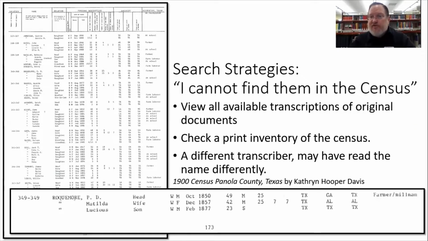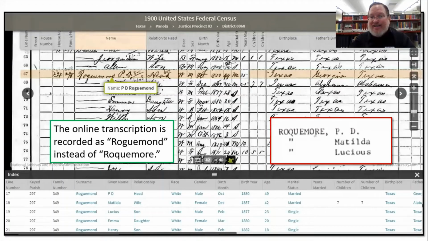View all available transcriptions of original documents. Even though you have access to the census, review all census transcriptions from Ancestry, from FamilySearch, in book form. Anytime there's a transcription, the transcriber may have done a better job than the people at a database. So check a print inventory of the census. Every transcriber might be different. In this case, we're looking for a P.D. Rockmore, and we find him in the 1900 census in Panola County. In the 1900 census on Ancestry, the transcribers transcribed Rockmore as Rugmond instead of Rockmore. And you can see that here.